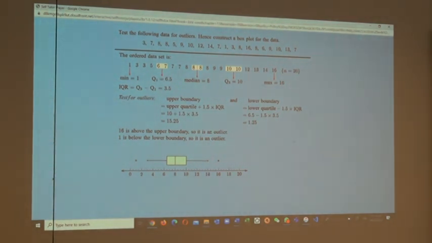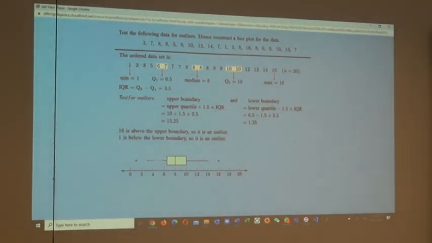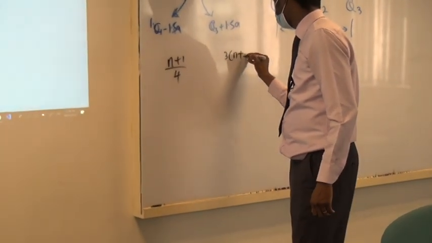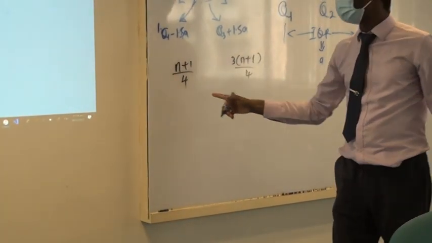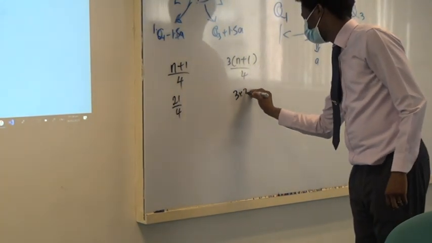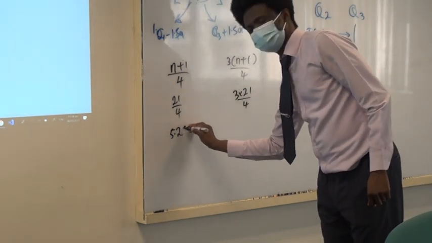Okay, so what are the numbers in between? Oh wait, you said 2.25. Yeah, divided by 4. Oh, I see what you mean. So yes, it's still within. Let's use this, for 10 numbers per half. This is 21, right? So let's check n plus 1 divided by 4, then 3 times n plus 1 divided by 4. The position in this case will be 21 divided by 4. The position in this case will be 3 times 21 divided by 4. So what is this? This will be 5.25, yes?